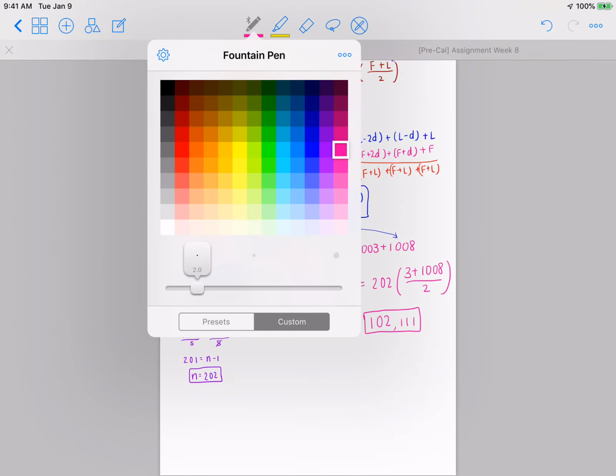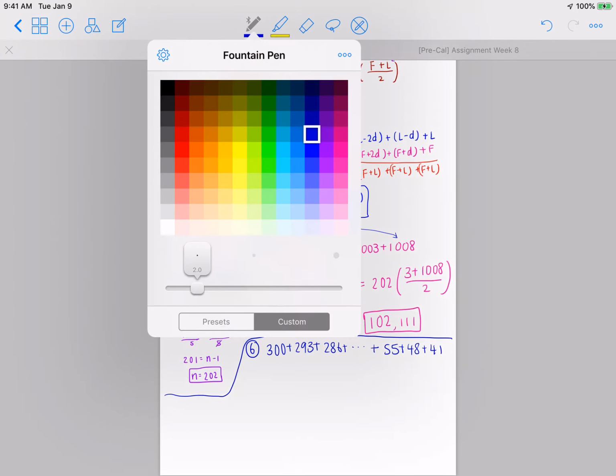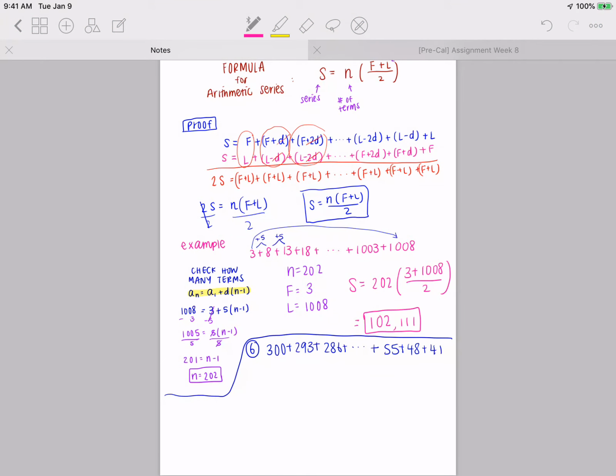One more example, which is your homework question. I'm going to show number 6. Number 6 is 300 plus 293 plus 286 plus dot dot dot plus 55 plus 48 plus 41. Again, it's hard for me to know how many numbers are in between, so I have to check with the formula how many numbers.